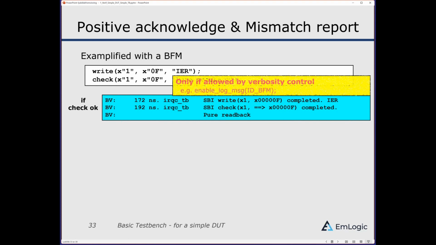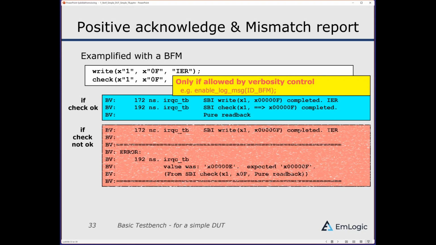I think we should talk more about positive acknowledge and also mismatch report. This is exemplified here with a BFM. In this case, it's the SPI BFM, but you only call it write here for simplicity. So you're writing to address 1, the value 0F. In this case, writing to the interrupt enable register, and then we're doing a pure readback. Then in the first example, if the check is okay, we get a very good transcript of the write and the check, saying exactly what we did.